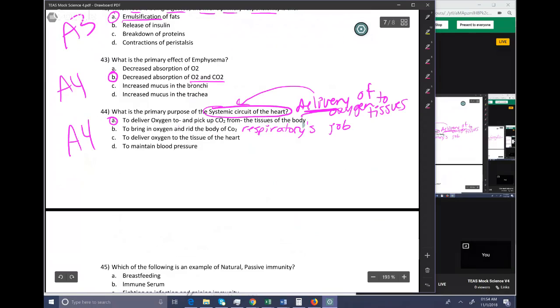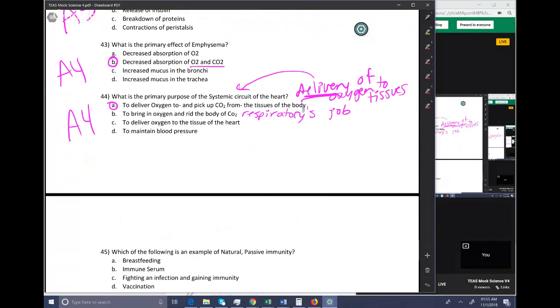Delivery is the key to the systemic circuit. So if you think too broadly, if you think too quickly, you might think, oh, oxygen, CO2, what's the difference between oxygen and CO2 there versus here? The difference is deliver or bring in. Bringing in oxygen and bringing out CO2 is the respiratory system. Delivering oxygen, binding it into the blood and taking it somewhere, that's the cardiovascular system. Delivering oxygen to the tissue of the heart is the coronary circuit. So that is close, but that has its own name, and that's why we can't answer that there.